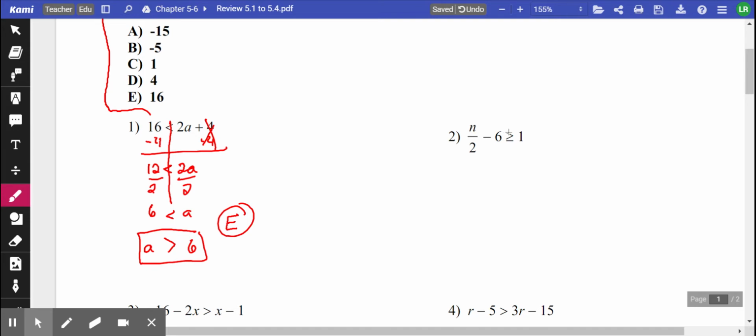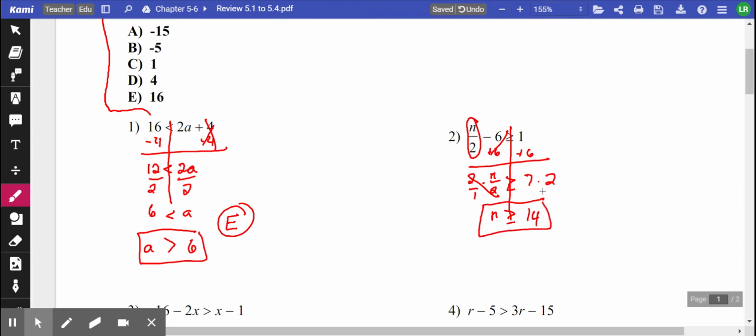For number 2, there's my variable part. So I need to add 6 to both sides. n over 2 is greater than or equal to 7. Now to undo division, we would multiply both sides by 2. Those 2's cancel out. I do not need to flip my inequality. And it's already on the left where I need it. So I have n is greater than or equal to 14.